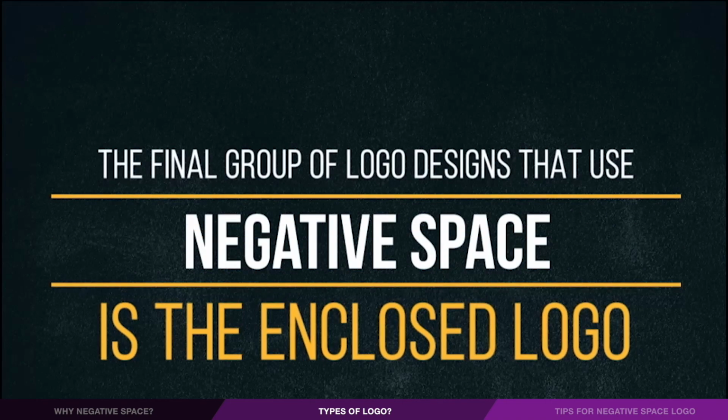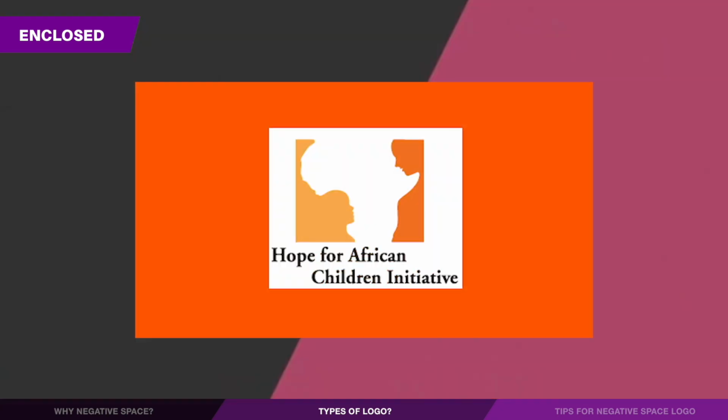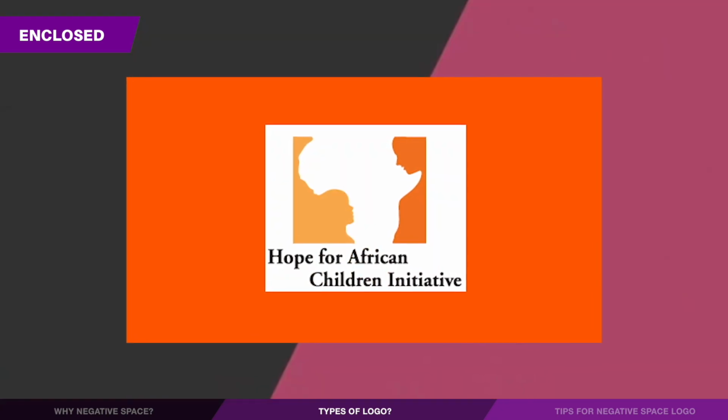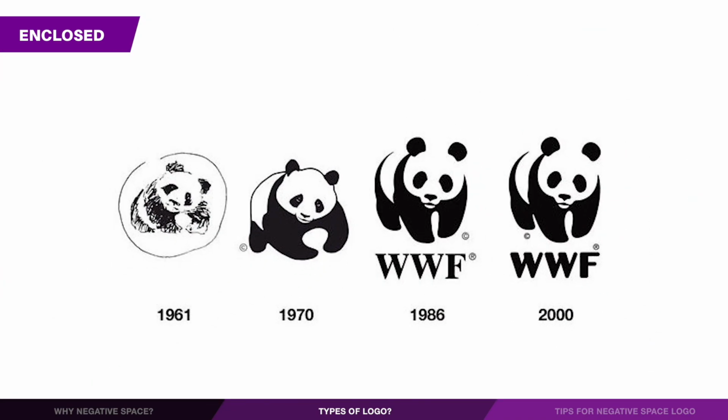The final group of logo designs that use negative space is the enclosed logo. These use negative space as a border in combination with images and also combine positive space to create the appearance of a full image, while keeping the design simple.